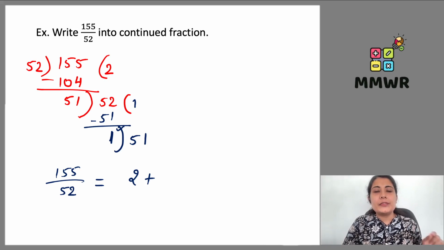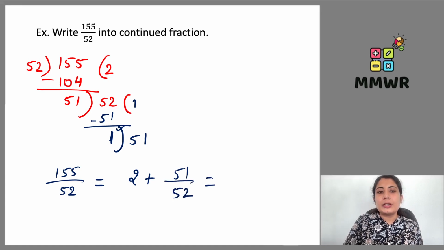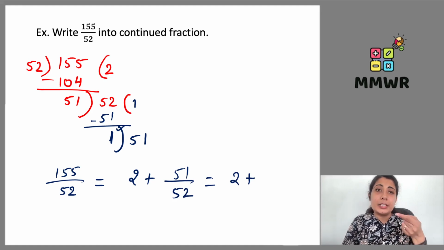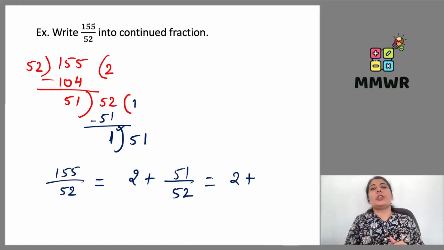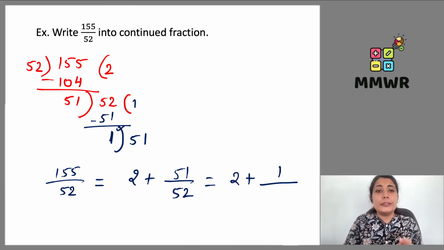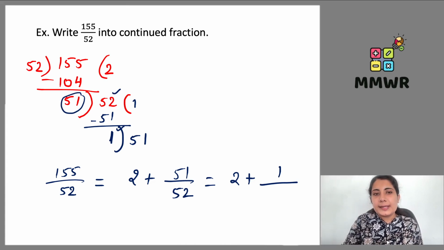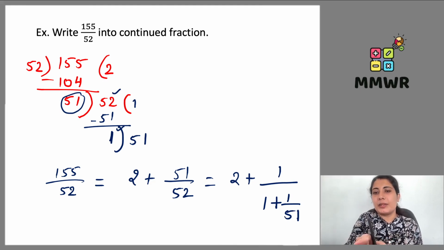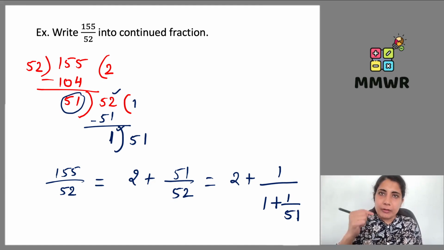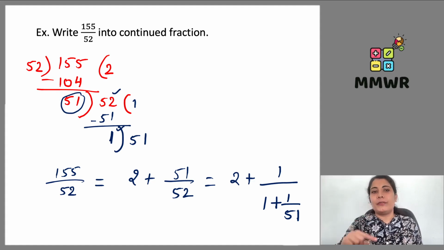That is why 155 upon 52 can be written as 2 plus 51 upon 52, which can be written further as 2 plus 1 upon 52 upon 51. So 1 upon 52 upon 51, which is 52 divided by 51, gives us 1 plus 1 upon 51. 51 ones are 51 plus 1, 52 upon 51. So 52 upon 51 is in the denominator of 1, which gives us 51 upon 52.